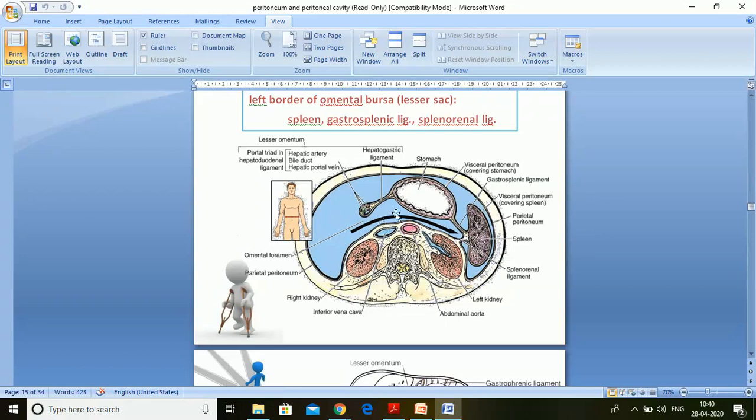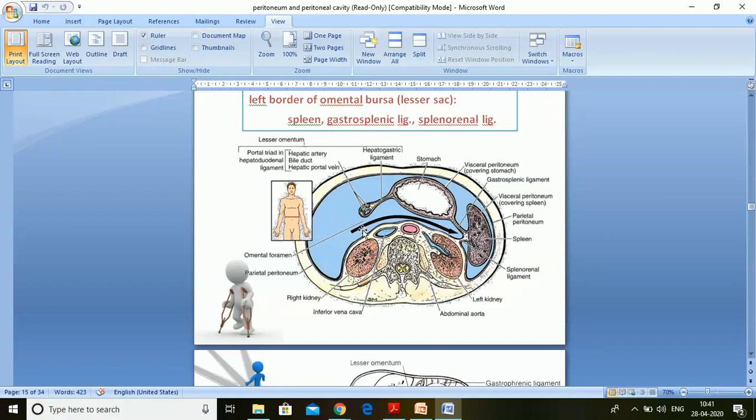So this is a cross section in which this is the stomach and this is the porta hepatis of the liver, which is seen on the inferior surface of the liver, and this is the hepatogastric ligament on cross section. So a ligament that connects the stomach and the porta hepatis of the liver is called the hepatogastric ligament, and this is the spleen which is seen on the left corner.